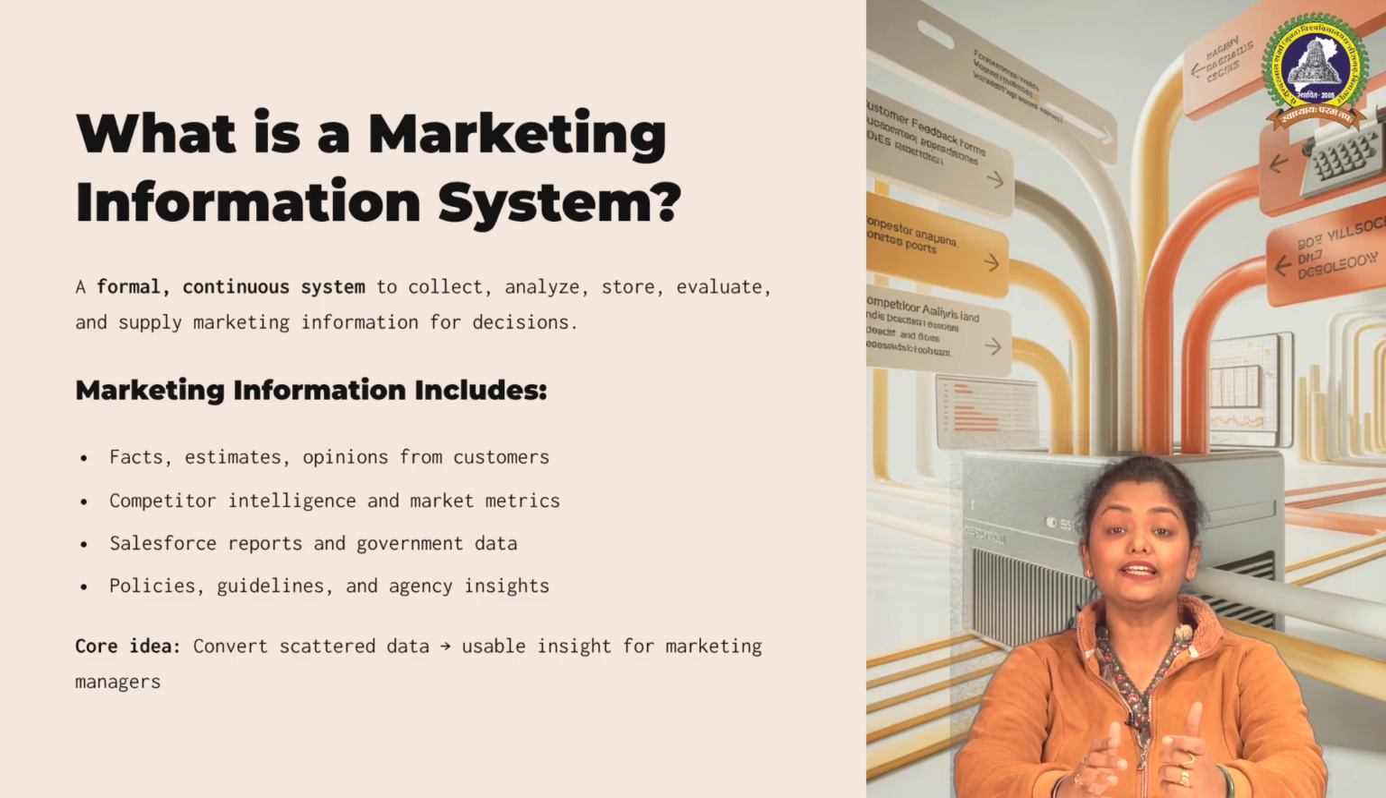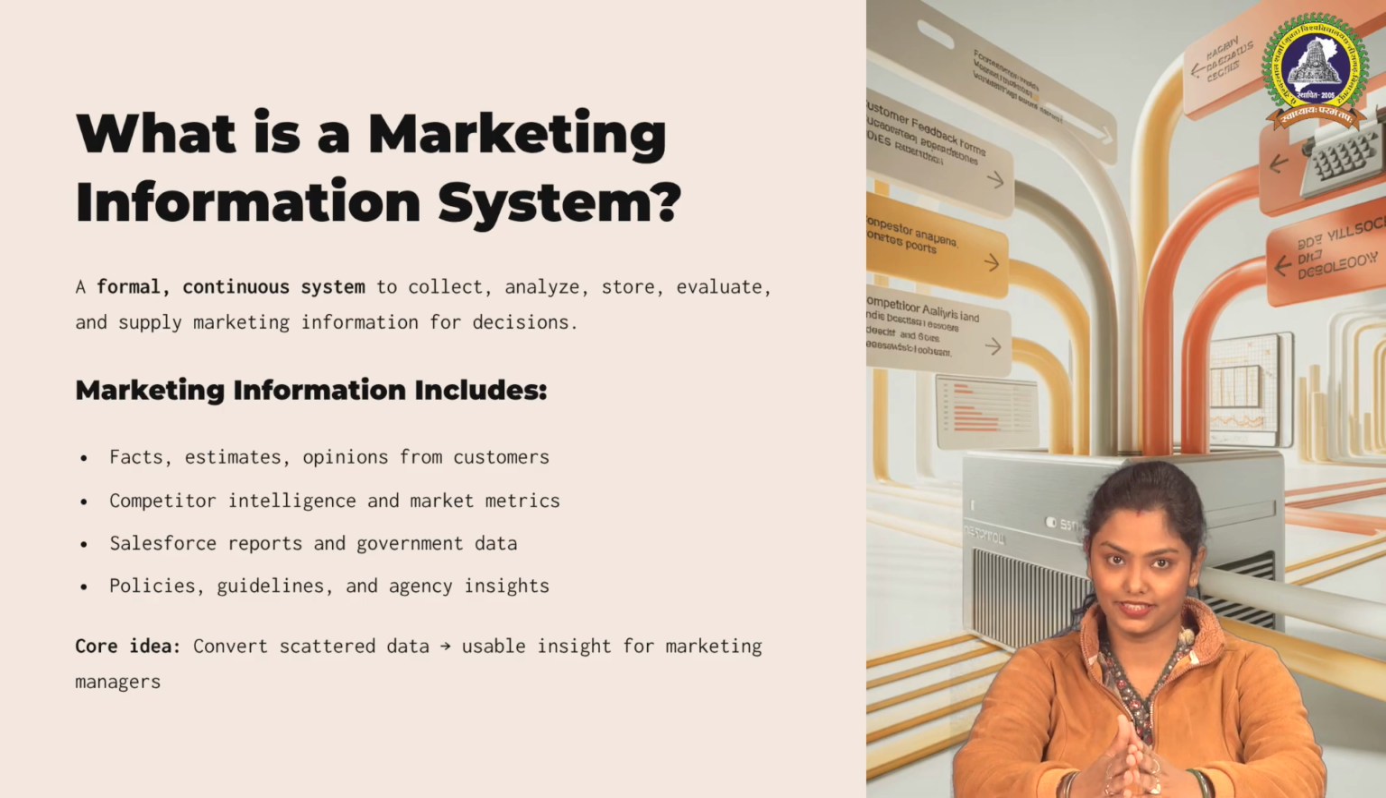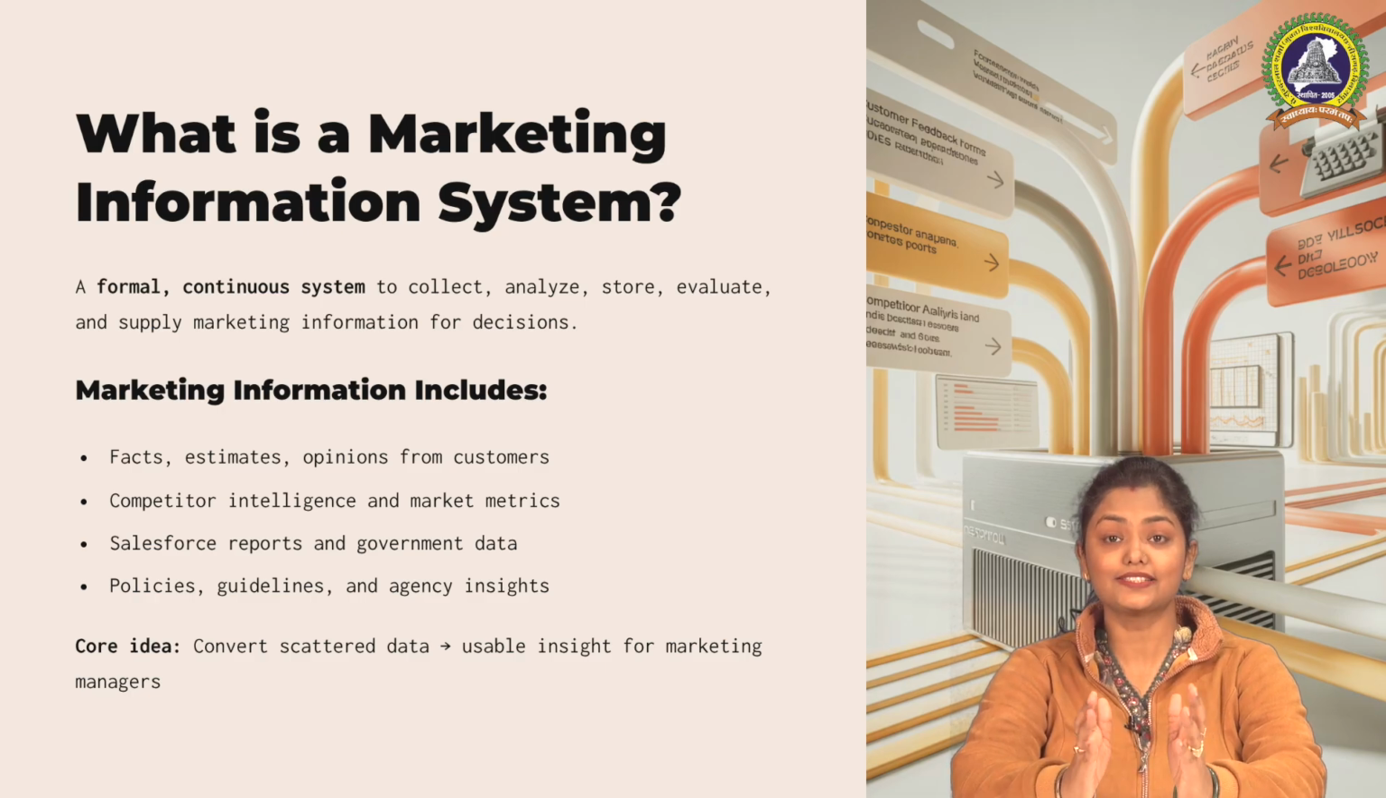So, what exactly is a marketing information system, which we will refer to by its abbreviation MIS? At its most basic level, the meaning is in its name. It is a system designed to collect, analyze, and supply marketing information to marketing managers. The entire purpose of this information is to help managers take marketing decisions. A critical point to understand is that an MIS is not a one-time project. It is a permanent and continuous process. It is always running, always gathering and always updating.